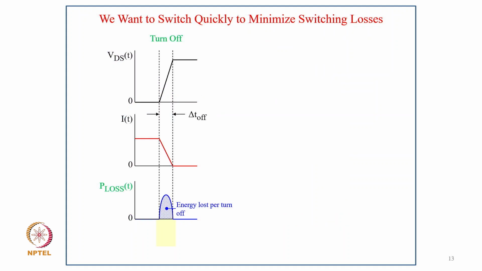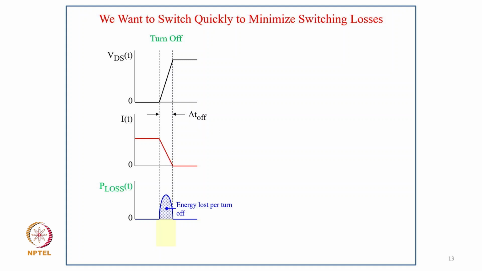However, if you want to switch quickly to minimize switching losses, you can see how VDS, the voltage across the MOSFET, increases from 0 during the turn-off period to the full applied voltage, while the current, which was decided by the external load circuit, goes from that value to 0. That period we call delta T off, and during this period the energy, shown here in blue, goes reasonably high, giving the energy lost per turn-off.